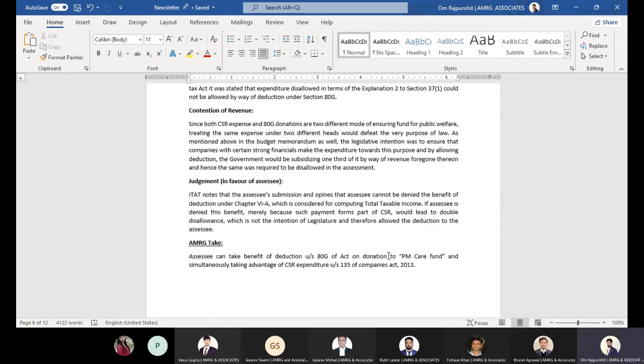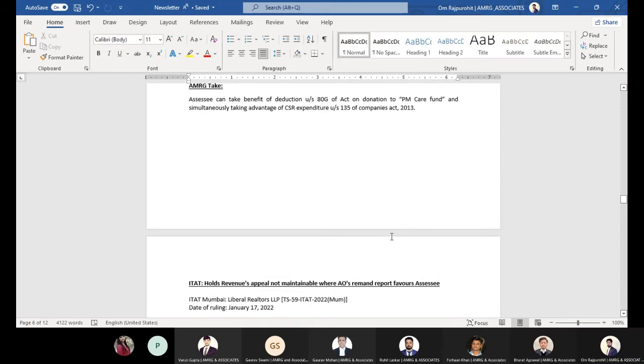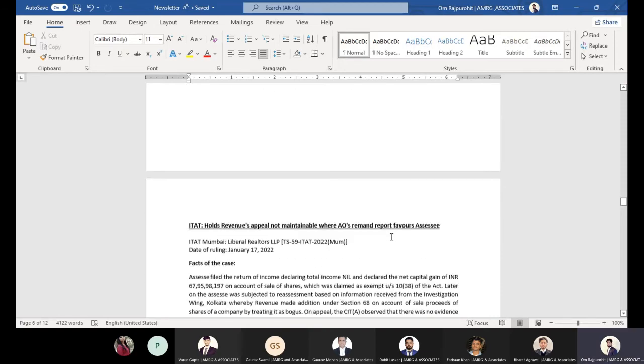So normally, what happens if any expenditure is disallowed? CSR expenditure is specifically mentioned in section 37, and it is held that any expenditure made towards CSR will be disallowed. However, there are certain expenditures like the PM Care Fund. So if we make CSR expenditure towards the PM Care Fund, then the assessee can also claim under section 80G simultaneously. So this ruling has upheld that statement.